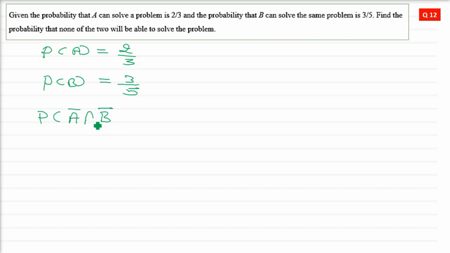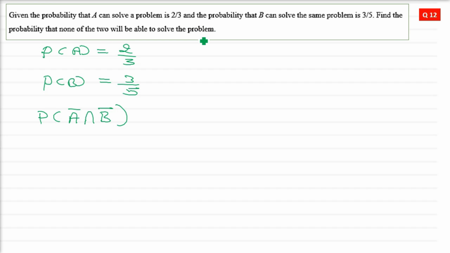Given that the probability that A can solve a problem is 2 by 3 and the probability that B can solve the same problem is 3 by 5. So I'm writing P(A), which is already given in the question, as 2 by 3, and P(B) as 3 by 5. Find the probability that none of the two will be able to solve the problem. So we have to find P(A not ∩ B not). None of them means intersection: A not, B not. None of the two means A bar intersection B bar.